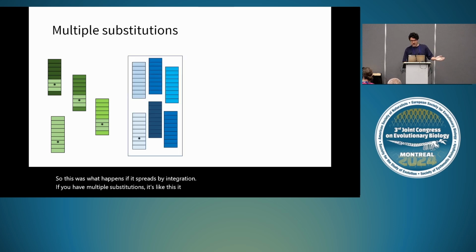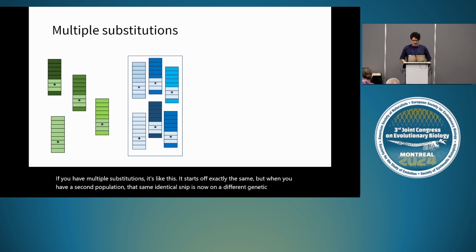It starts off exactly the same, but when you have a second population, that same identical SNP is now on a different genetic background, and then that spreads. Within each of these populations, there'll be much lower nucleotide diversity, Tajima's D, and various other patterns that you can see. But if you compare these two populations against each other, they will look very, very different at that locus.